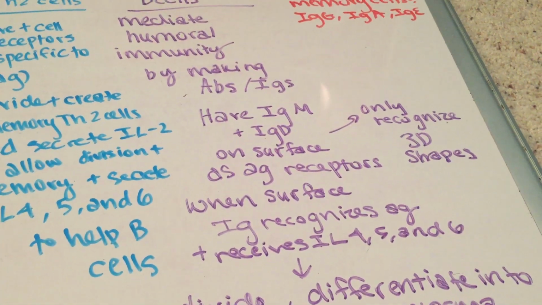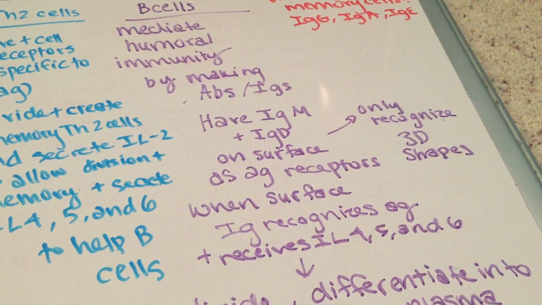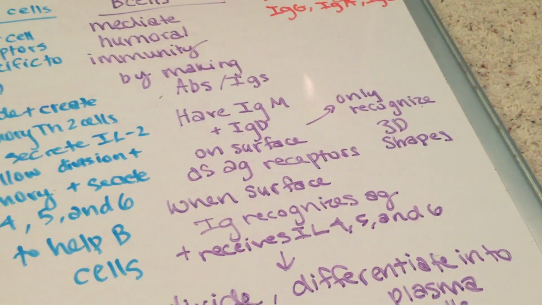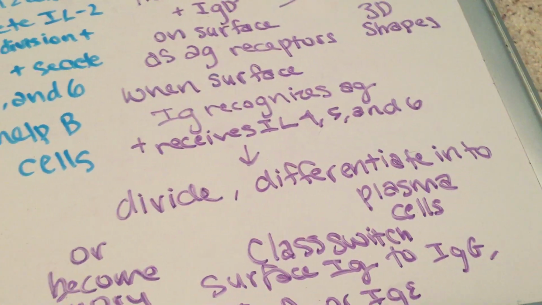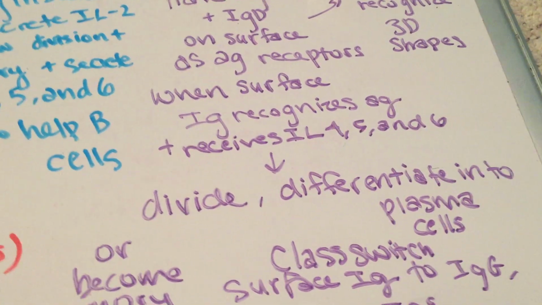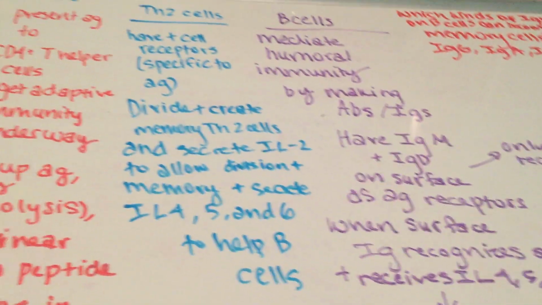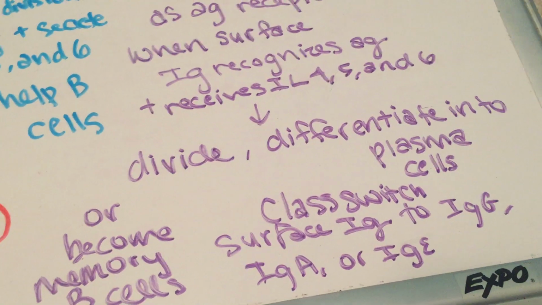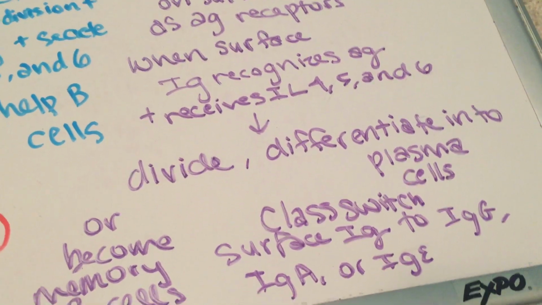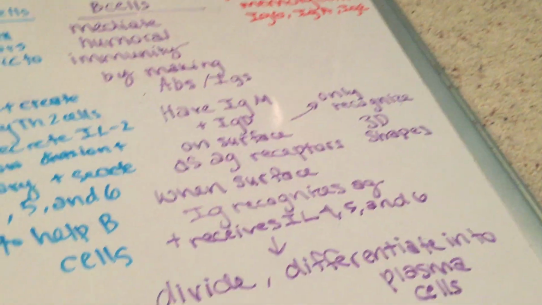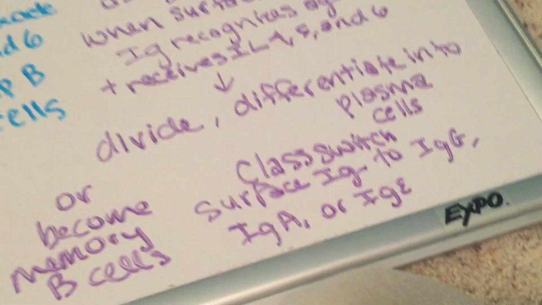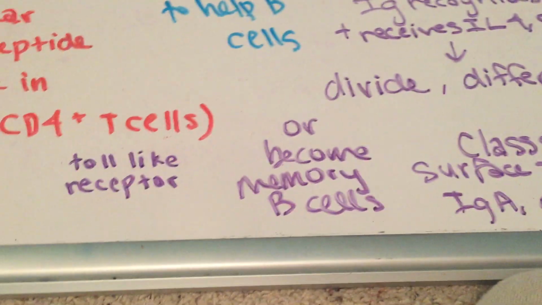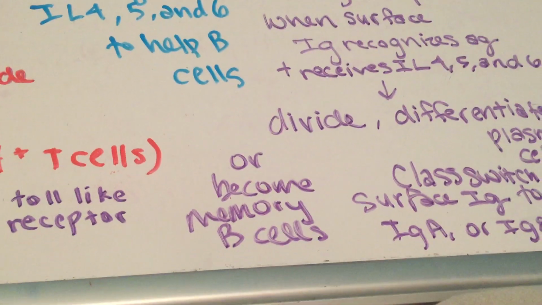So they have IgM and IgD on their surface as the antigen receptors, and these only recognize 3D shapes, whether protein or not. So when the surface Ig recognizes an antigen and receives the IL-4, 5, and 6 from the TH2 cells, they then divide and differentiate into plasma cells, which can class switch their surface Ig from this IgM or IgD to IgG, IgA, or IgE, or also they can become memory B cells.